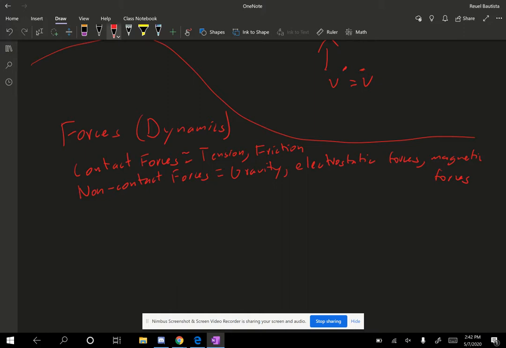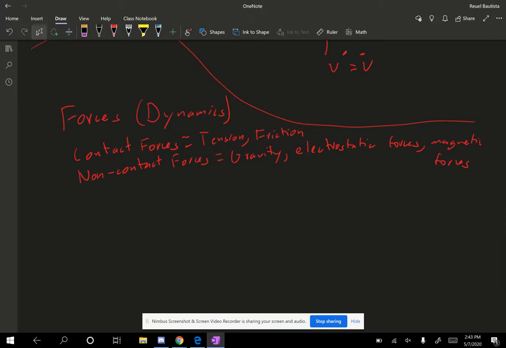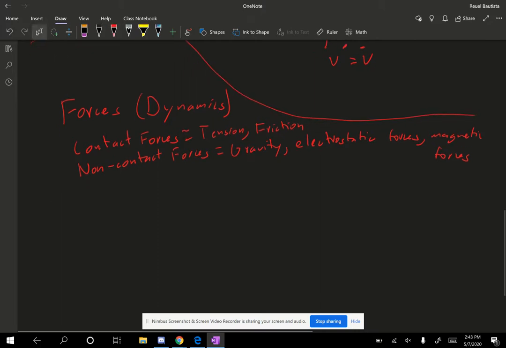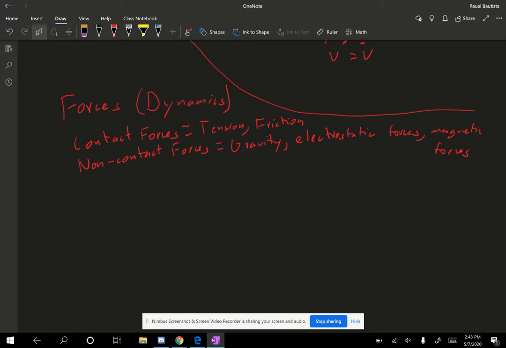Gravity is a perfect example of that. It's not like there's a hand pulling you down to keep you on Earth. It's an invisible, non-contact force that's pulling you down to keep you on Earth. What's important about forces is what they do, and this is summarized by Newton's laws of motion.